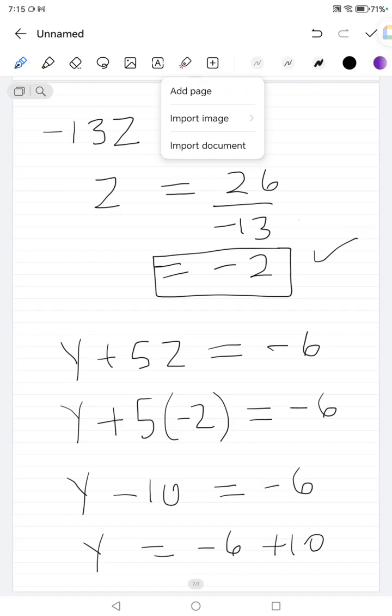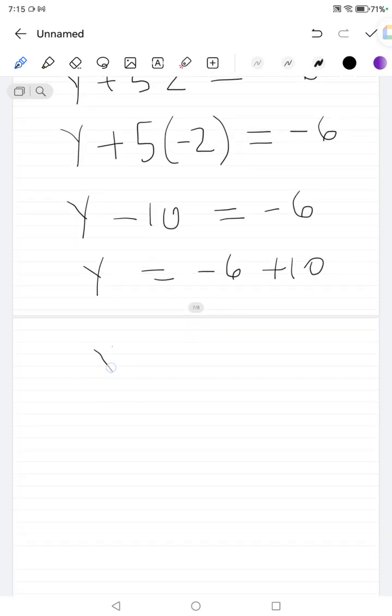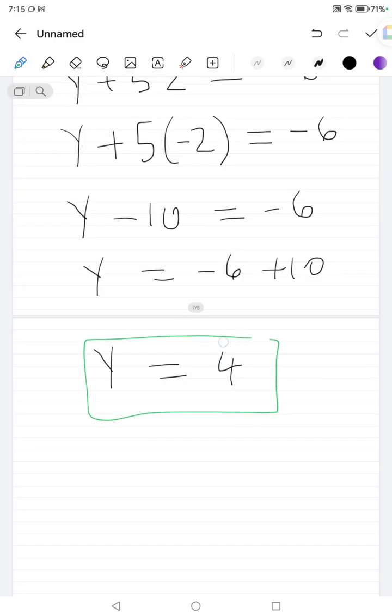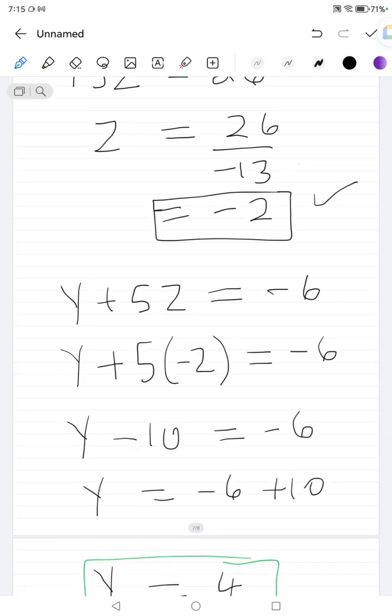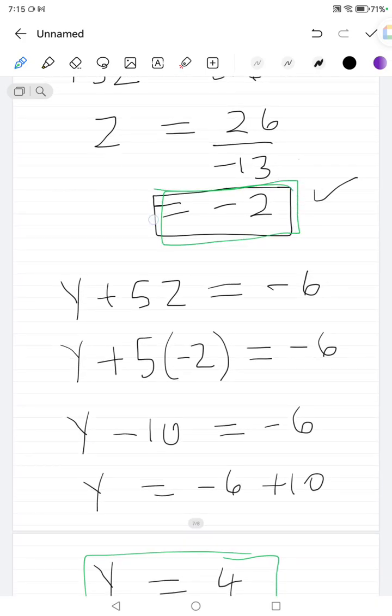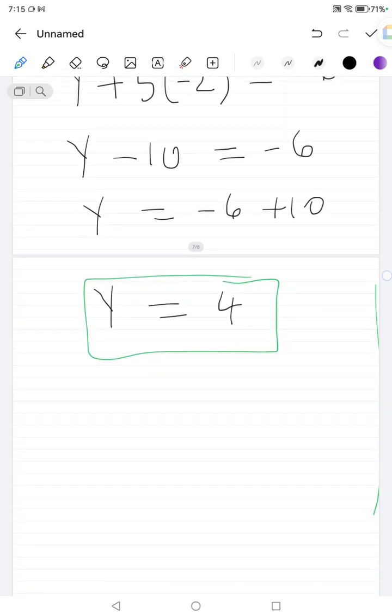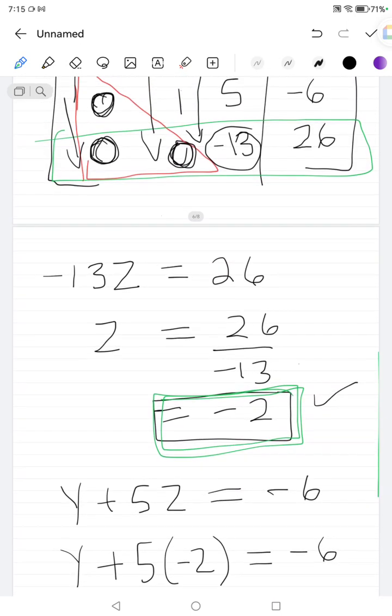We'll add. So it now means your y would be equal to 4. Your y is equal to 4, your z is equal to minus 2. Then you go and check the last one, okay, what do you have?